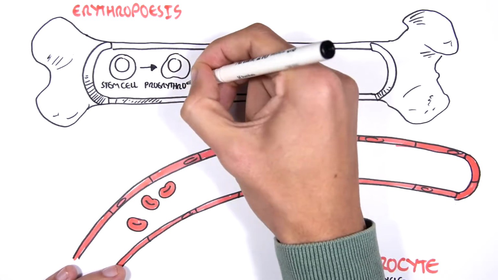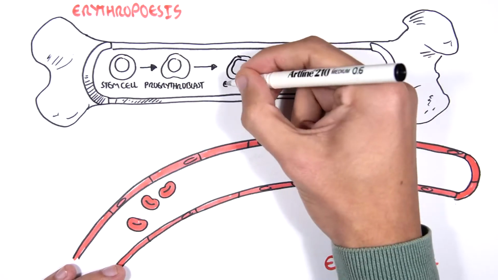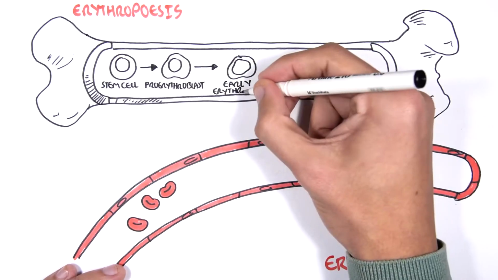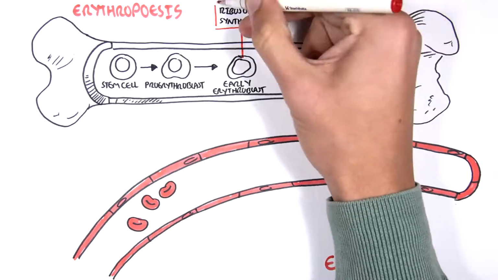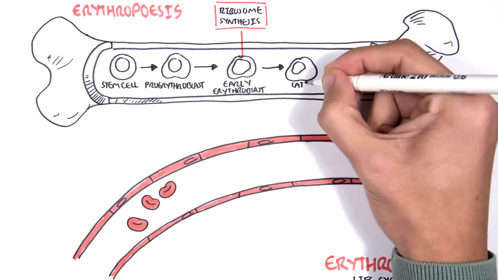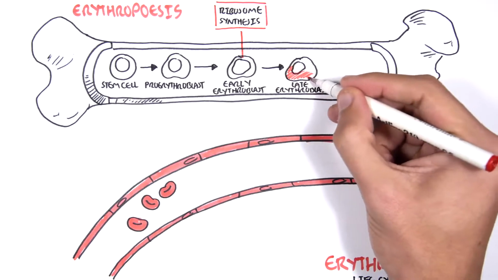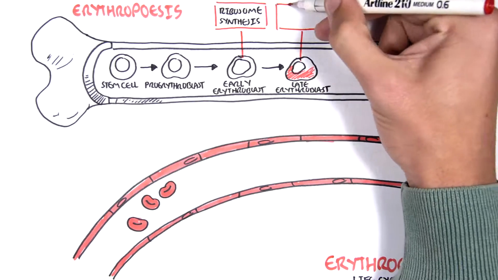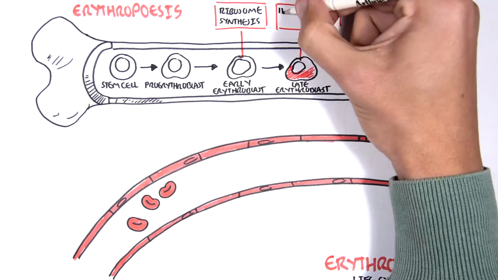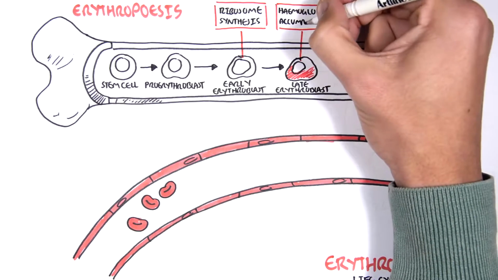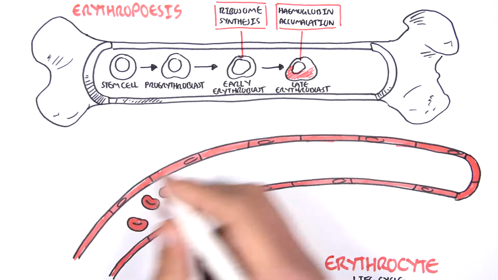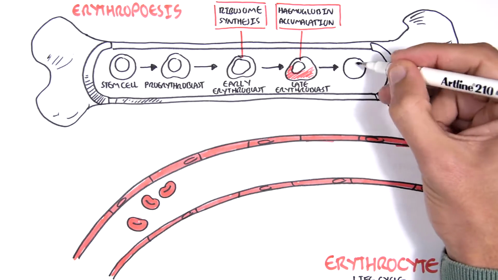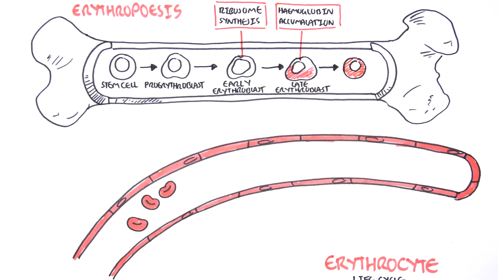Hematopoietic stem cells can differentiate into pro-erythroblast and then early erythroblast. In the early erythroblast stage, we see ribosome synthesis. And this is important because once the early erythroblast becomes a late erythroblast, the ribosomes are synthesizing a lot of hemoglobins, and so we have hemoglobin accumulation. Hemoglobin is the molecule within red blood cells that actually carries the oxygen. So this late erythroblast can then develop into a normoblast, and the normoblast already contains all this hemoglobin.